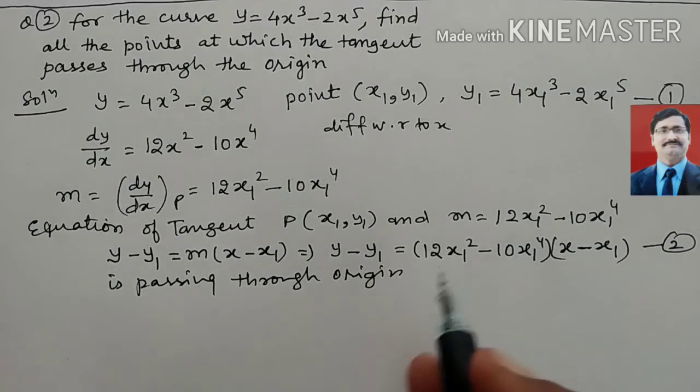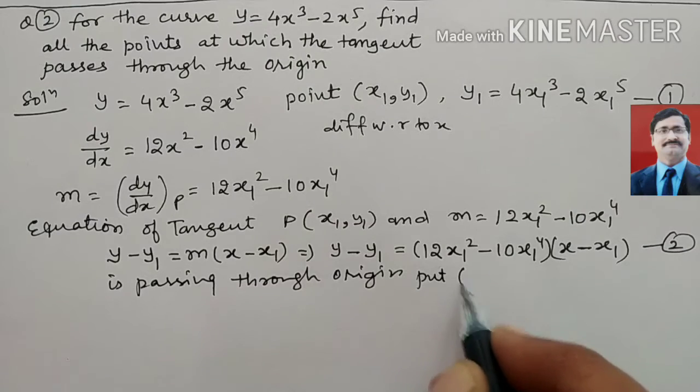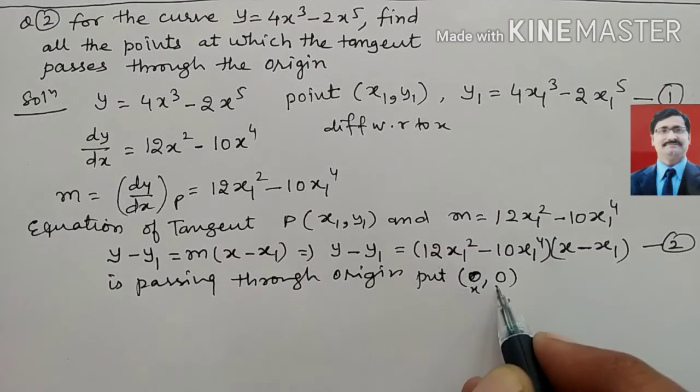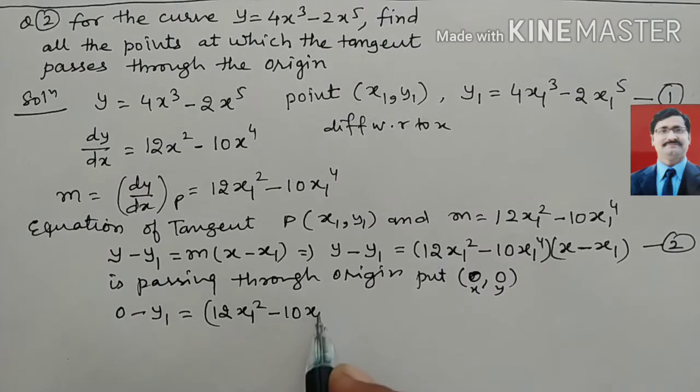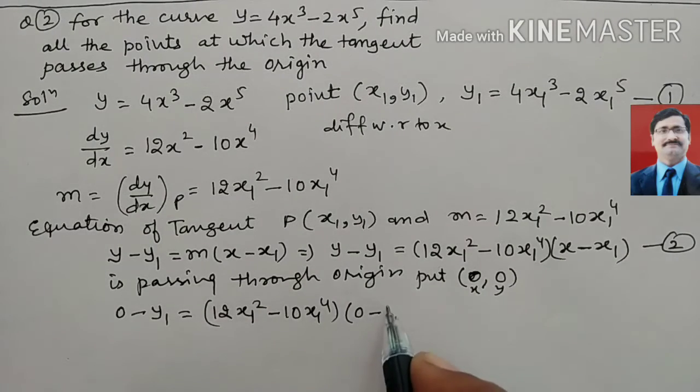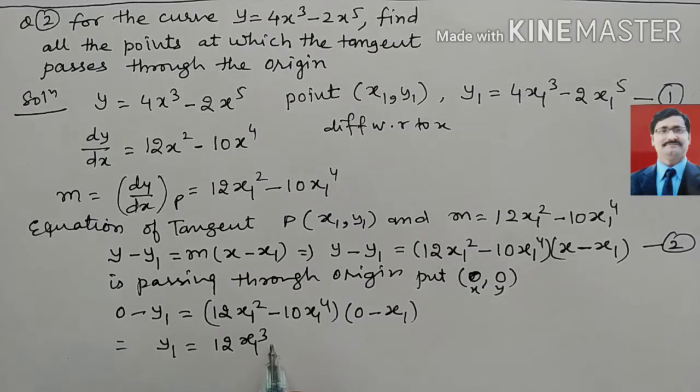So look here, this tangent is passing through origin, means you will put 0, 0 in place of x and y. In place of y you put 0, means 0 minus y1 equal to 12 x1 square minus 10 x1 power 4 into 0 minus x1. Now we will open this bracket and solve this. Minus and minus will be plus, so y1 equal to, we multiply by x, 12 x1 power 3 minus 10 x1 power 5. This is equation 3.